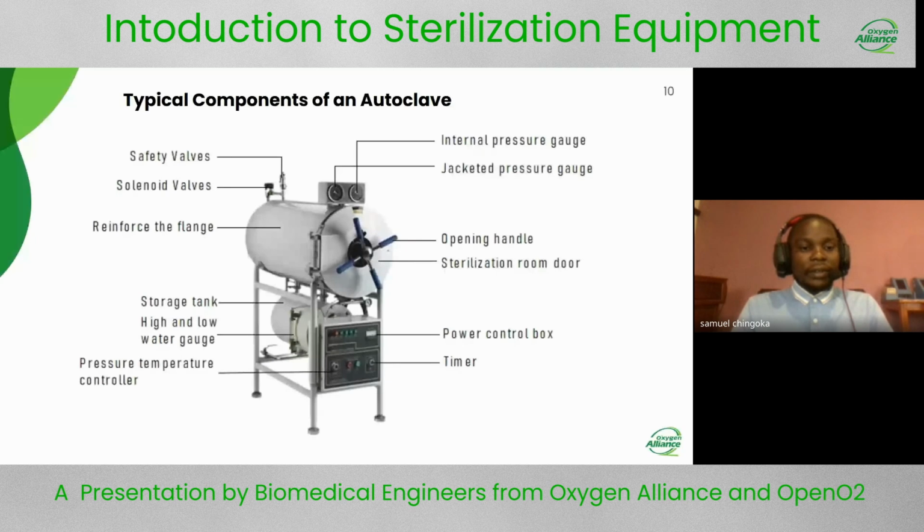The diagram just shows the typical components of an autoclave, where we have the safety valves, the solenoid valves, the jacket pressure gauge, and the internal pressure gauge, which is for the chamber. We have a door, a power control box, and sensors such as the temperature sensor.